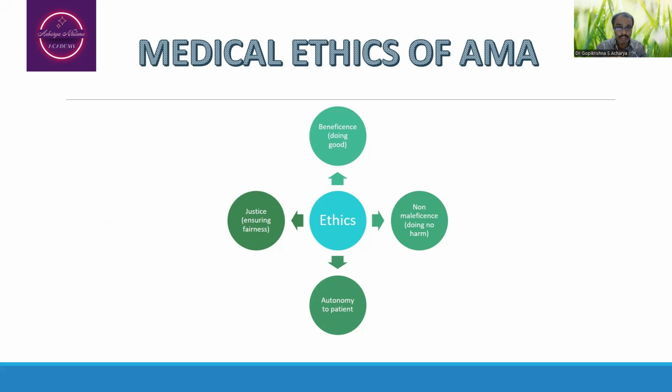Autonomy to the patient means freedom to the patient. Taking the same example of diarrhea, let him decide whether to take Ayurveda medicine or Western medicine. The patient has to be properly educated about whether he has samatva or niramatva. Then you give the advice or treatment. And justice means ensuring fairness.